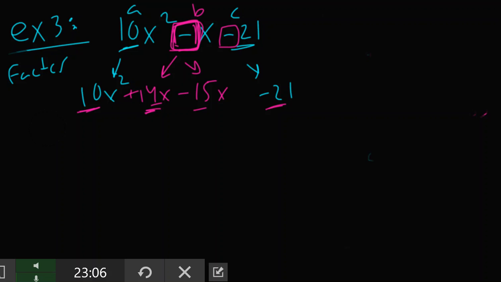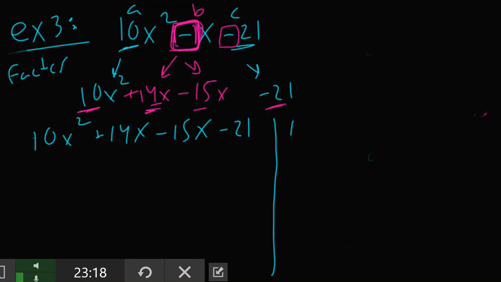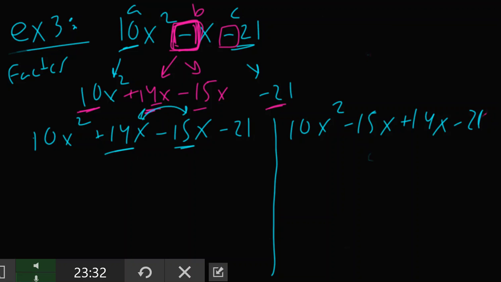Reality number 1, we are going to do 10x squared plus 14x minus 15x minus 21. And in reality number 2, we'll do 10x squared minus 15x plus 14x minus 21. And for anyone who's confused, what am I doing? I'm taking these two things and I'm writing them here one way, and then I'm also writing them here another way. I'm flip-flopping the order with which I write them. And let's see what happens.